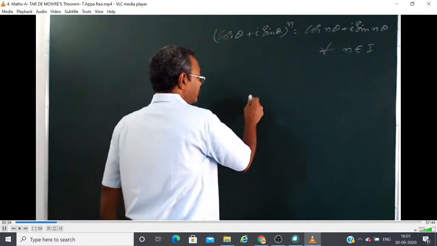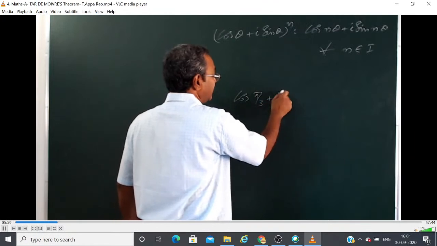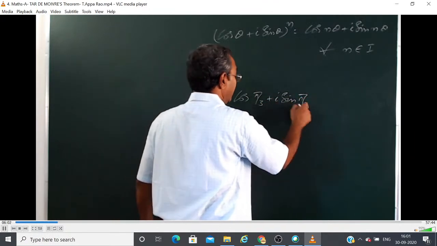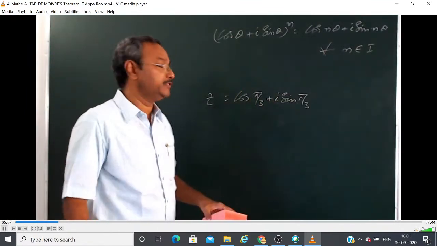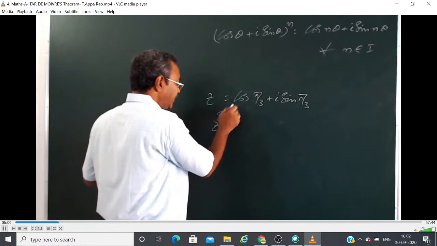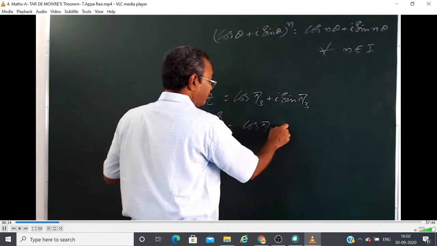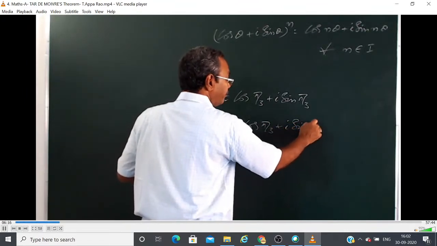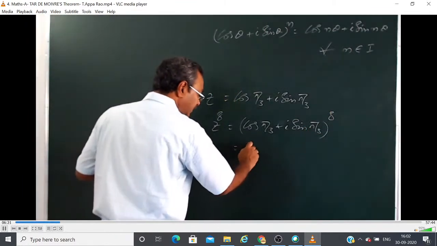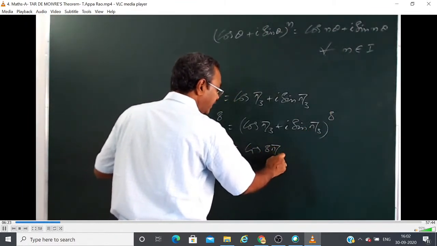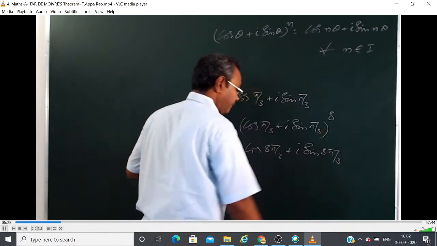So in simple terms, if you have a complex number of the form cos pi by 3 plus i sin pi by 3, if this is our z, then what is z to the power of 8? The answer is simple. Cos pi by 3 plus i sin pi by 3 whole to the power of 8, and this is nothing but cos 8 pi by 3 plus i sin 8 pi by 3.